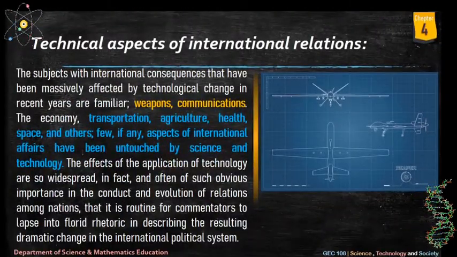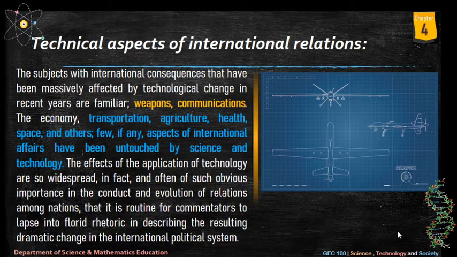Technical aspects of international relations. The subjects with international consequences that have been massively affected by technological change in recent years are familiar: weapons, communications, the economy, transportation, agriculture, health, space, and others. Few, if any, aspects of international affairs have been untouched by science and technology. The effects of the application of technology are so widespread, in fact, and often of such obvious importance in the conduct and evolution of relations among nations, that it is routine for commentators to lapse into florid rhetoric in describing the resulting dramatic change in the international political system.